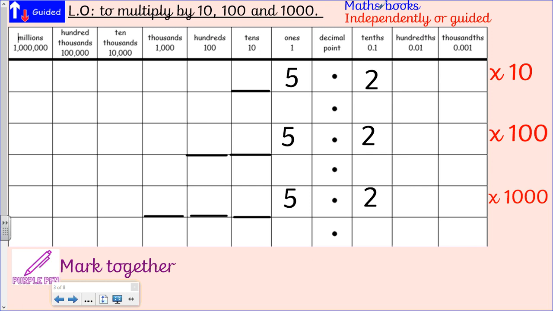I mean, obviously you're not doing this in your maths books. This is just from the people that are in school at the moment.